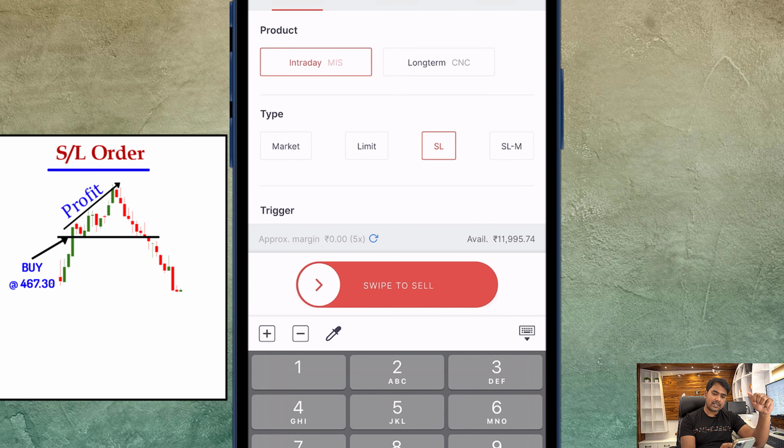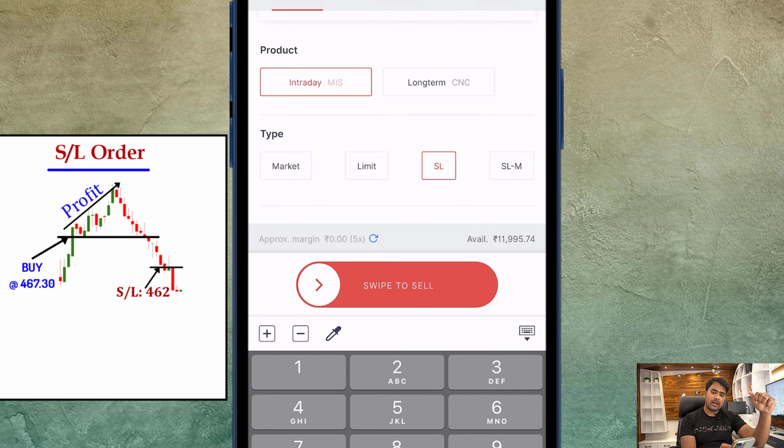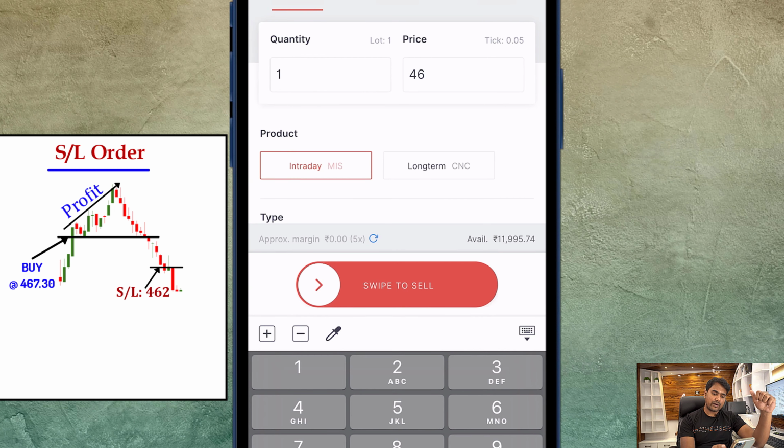But if you select SL, then you have to mention one price over there and a trigger price over there like this. I want to place a stop loss order at 462.